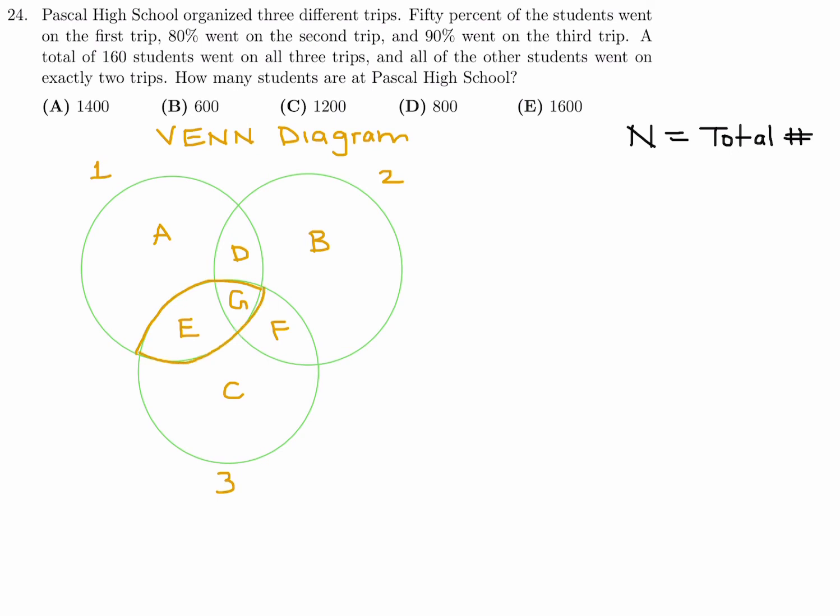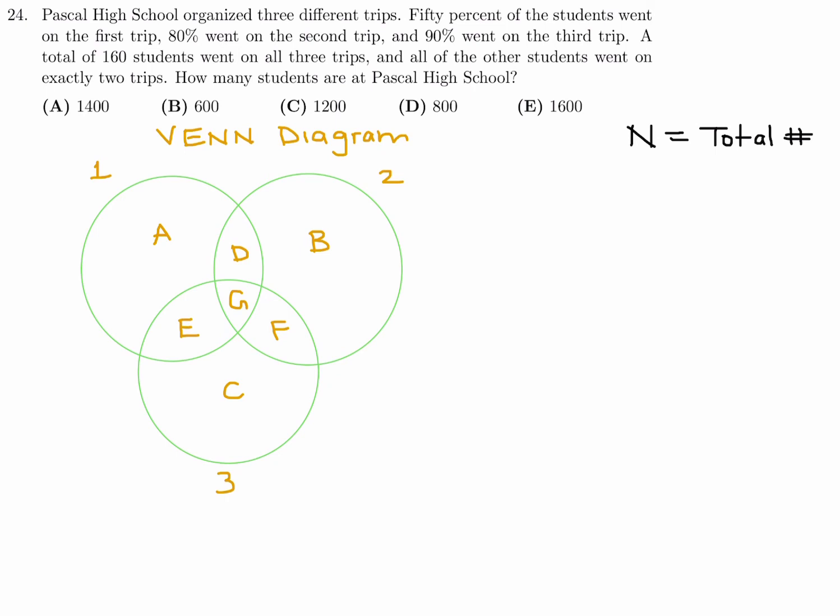These 2 letters represent the students that went on both trip 1 and trip 3, since that's the region that's common to both. And finally, those 2 letters, G and F, represent the number of students that went on trip 2 and trip 3, since those 2 letters are the region common to both. And then this guy, G, represents the number of students that went on all 3 trips, because G is the region common to all 3 circles.